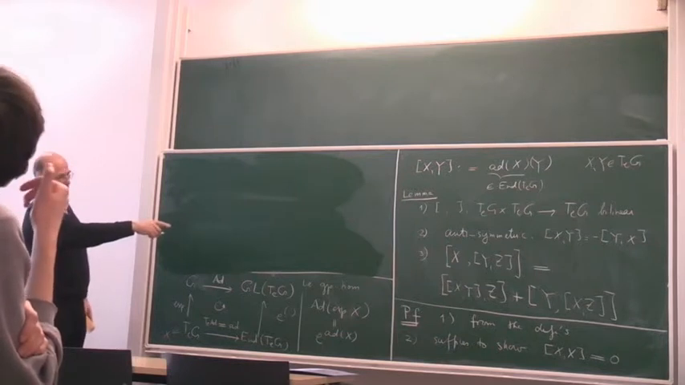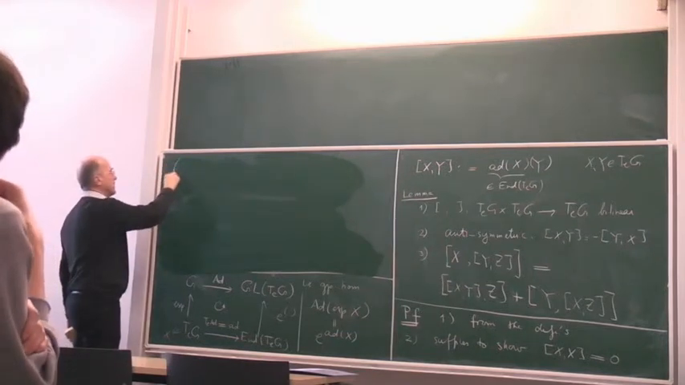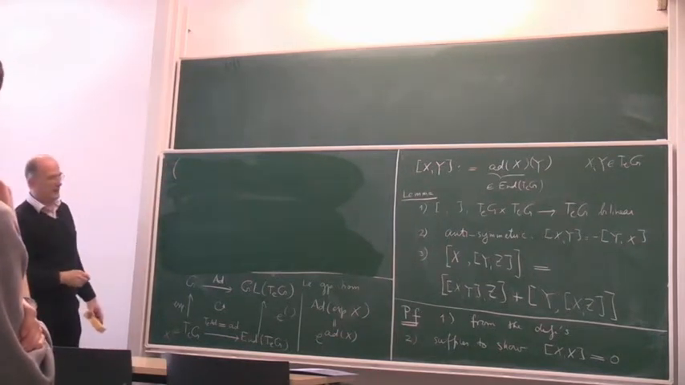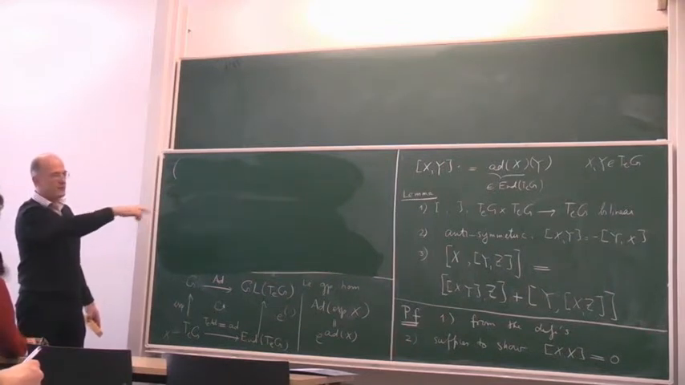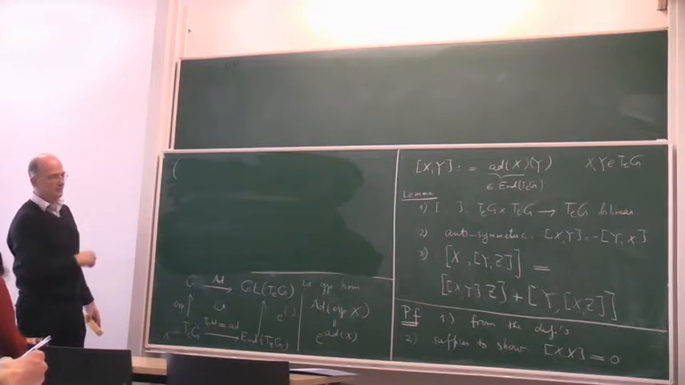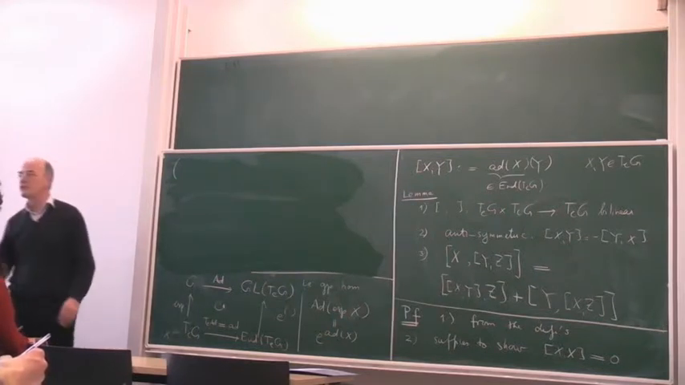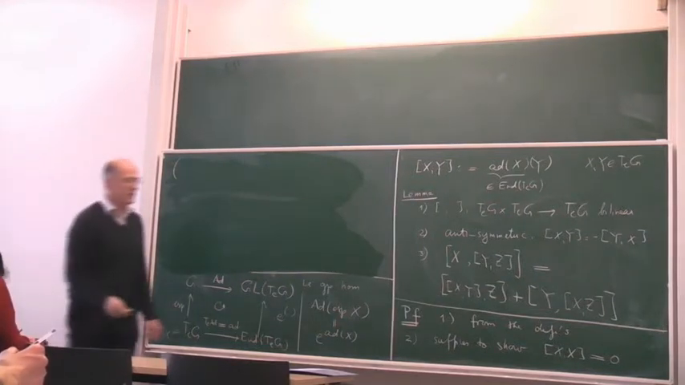So suppose that we have that. This is really going to be a side remark. Suppose that we have that the bracket of two elements is always 0. Of course, this should be for all x.